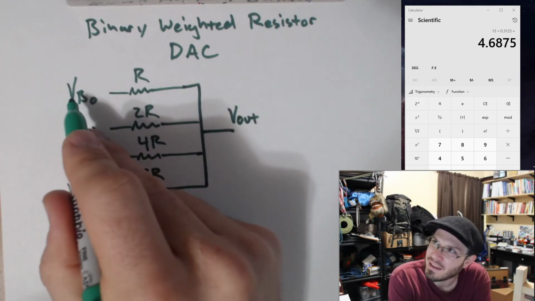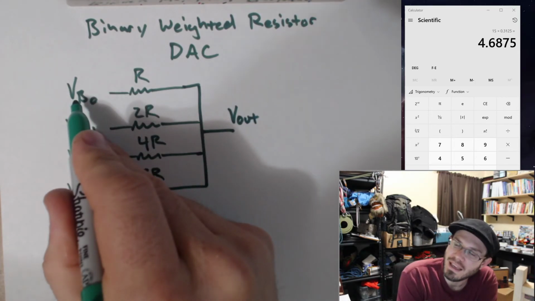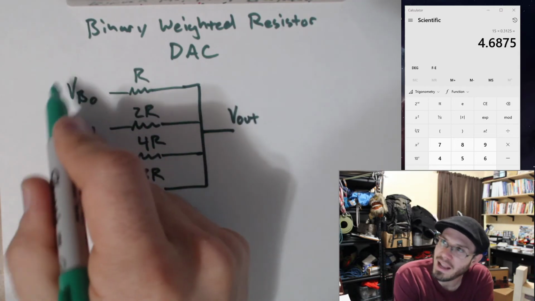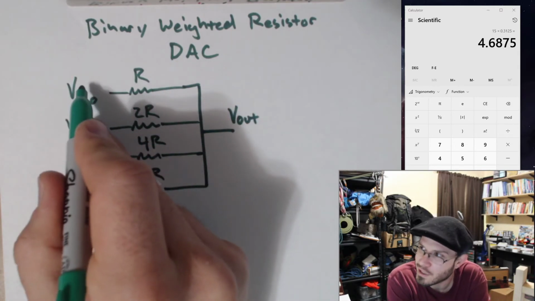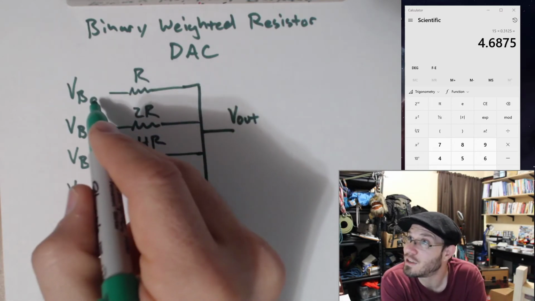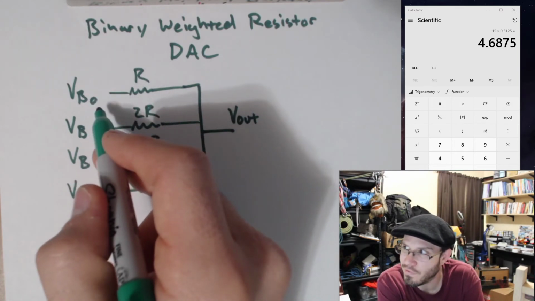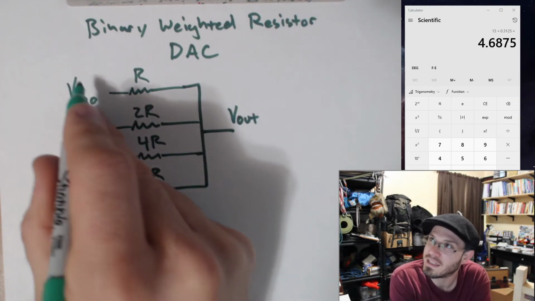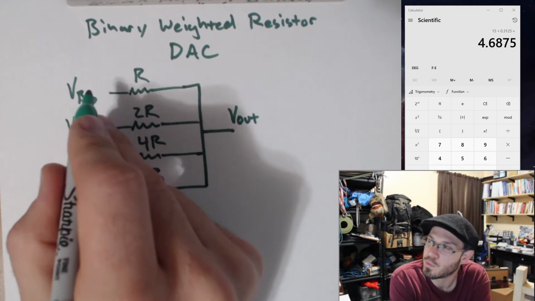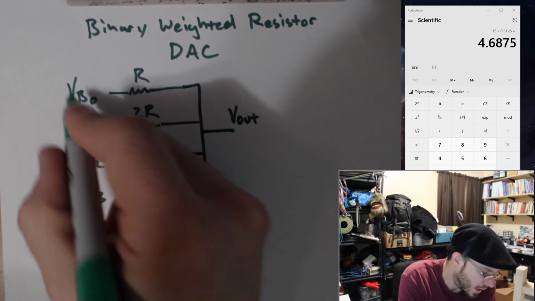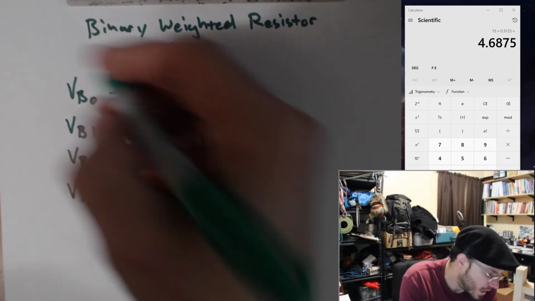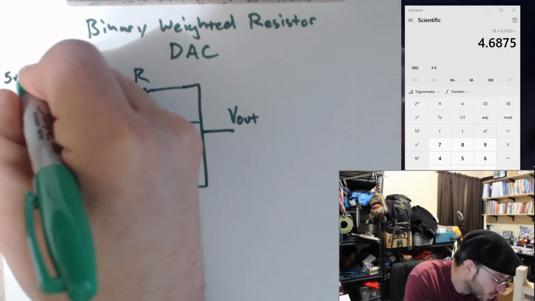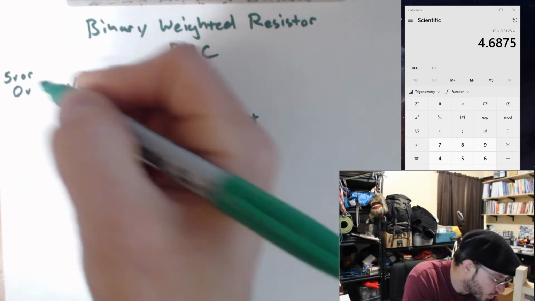Now, I'm writing VB0 because this is going to be either 0 volts or 5 volts, but I want to emphasize that this is a voltage, not just a digital value. If it was just a digital value, I'd say B0, B1, B2. But because I want to specifically say that the voltage is what's present on this wire, I'm denoting that with a large V. So each one of these is 5 volts or 0 volts.